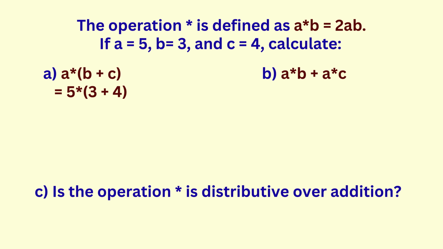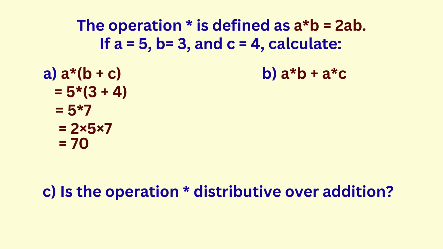In part A, we substitute 5, 3, and 4 for A, B, and C, respectively. Inside the brackets, 3 plus 4 equals 7. So this becomes 5 star 7, which means 2 times 5 times 7 equals 70.